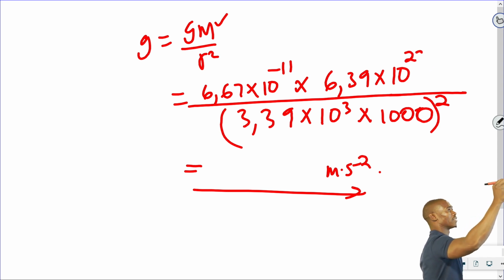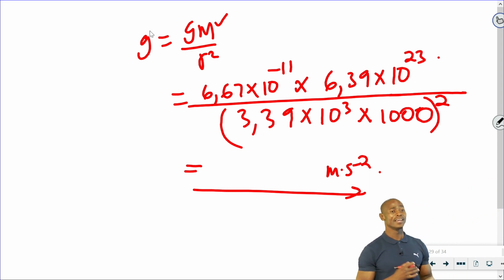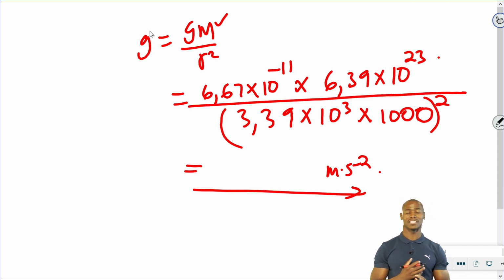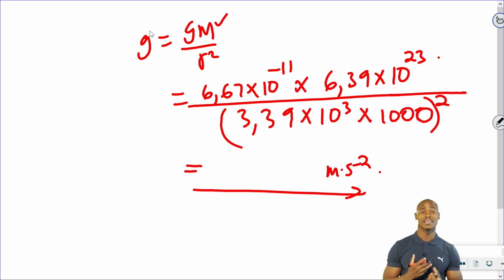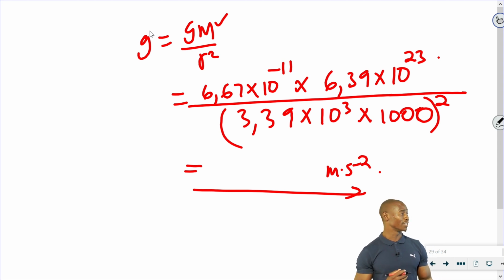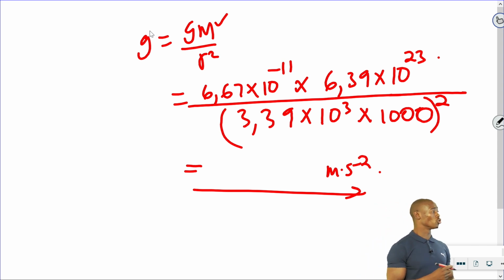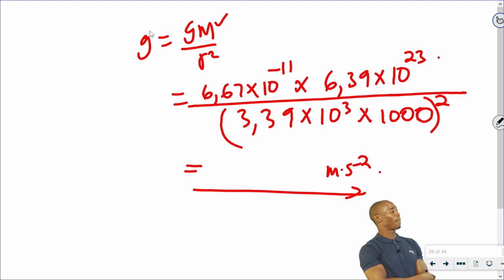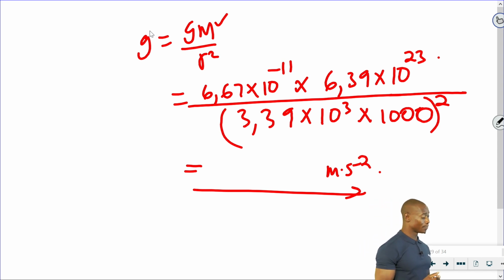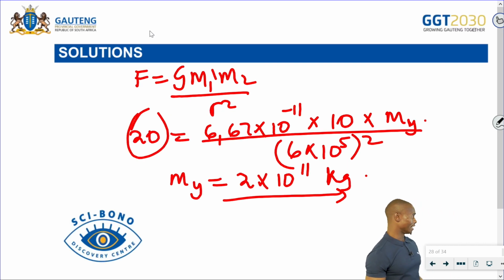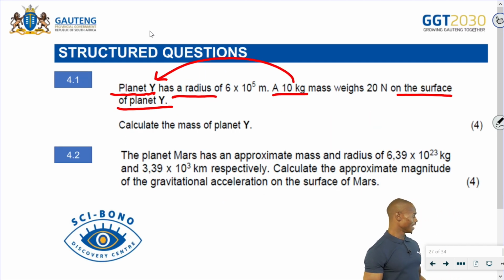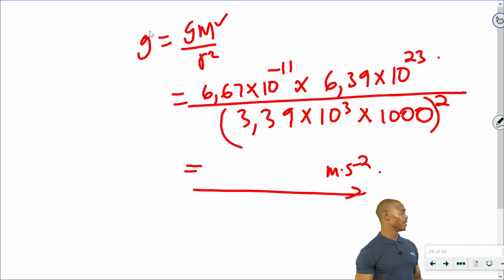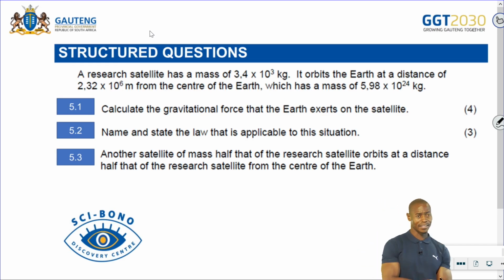So to the power 23. Then from there, it is the radius. The radius is given in kilometers. Then we convert kilometers to meters. Then we'll get acceleration due to gravity on this planet in meters per second squared. All right. Then, yeah. So here they're only looking for acceleration due to gravity. Okay. Then another structured question.